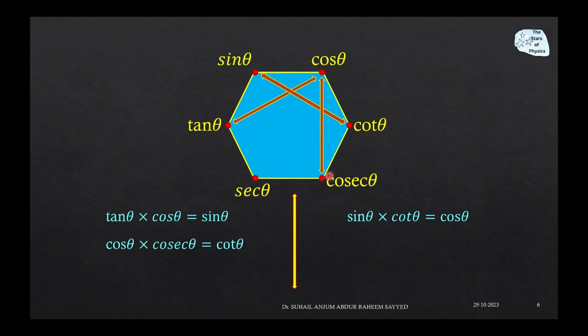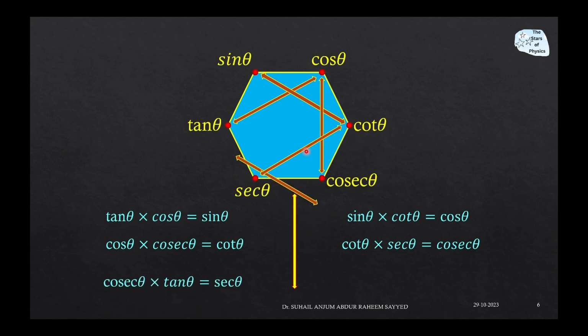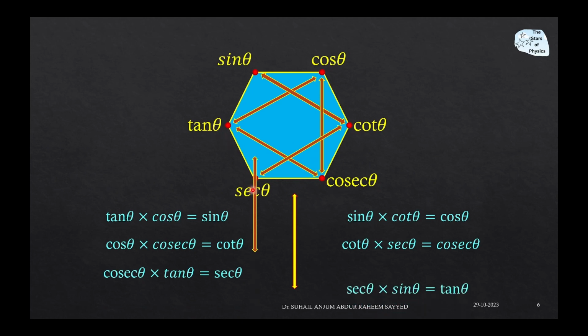Then cos theta multiplied by cosec theta is cot theta. Then cot theta multiplied by sec theta is cosec theta. Then cosec theta multiplied by tan theta is sec theta. And sec theta multiplied by sin theta is tan theta.